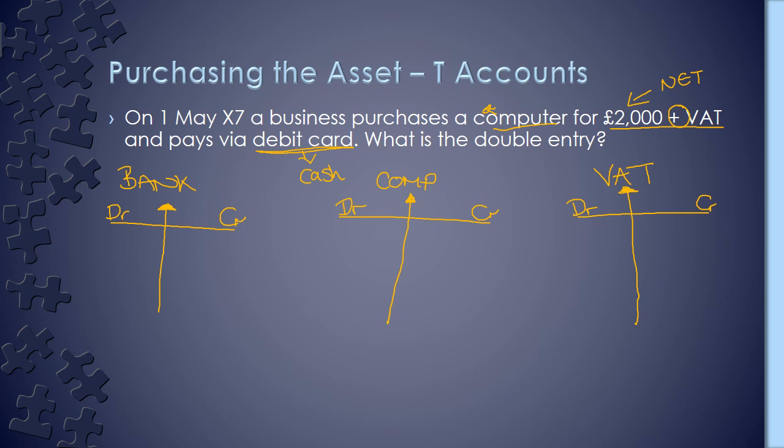So, how do we record this transaction? Let's have a look. We have to put into the asset account our computer. So if we just have a very quick look, can't quite see that, debit and credit at the bottom here.